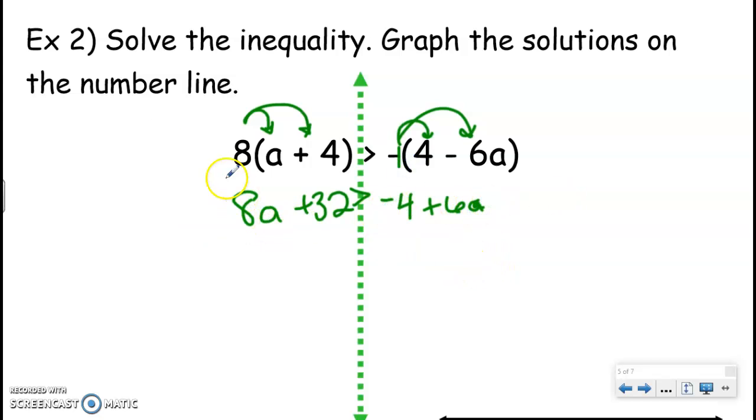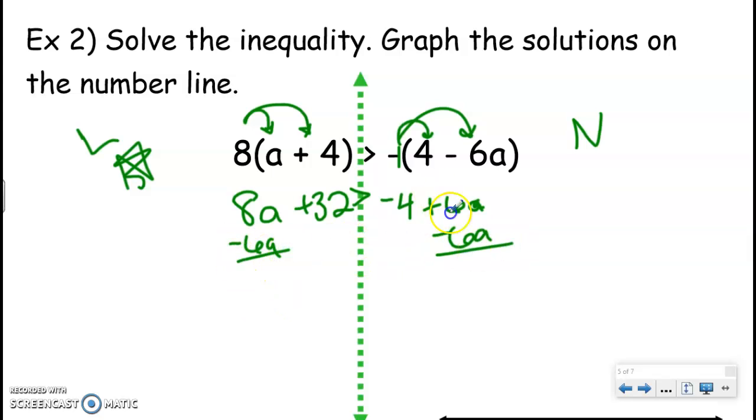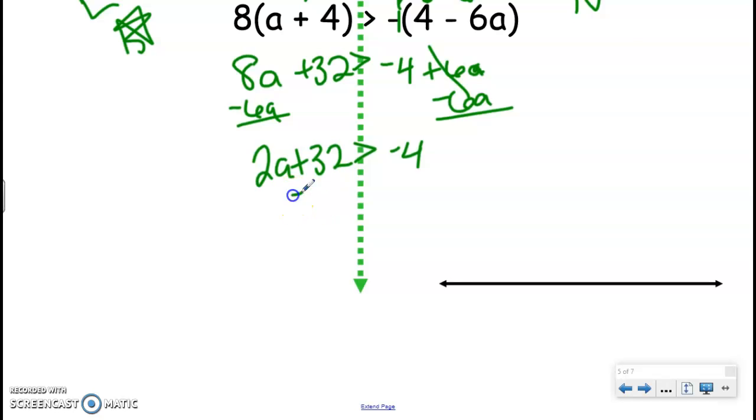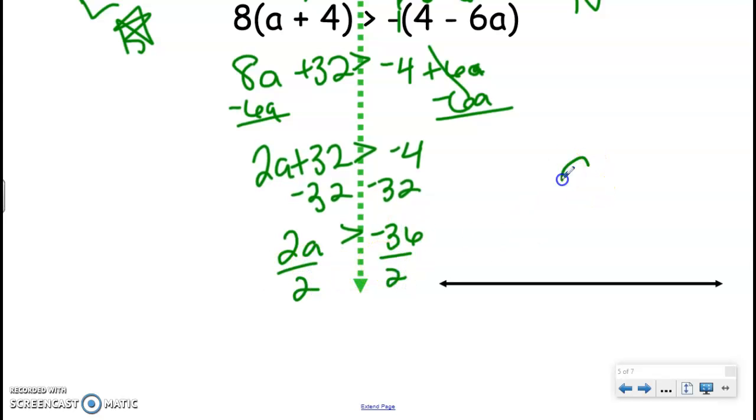Now, I need to decide what side I want my letters on, what side I want my numbers on. Let's put our letters on the left side and our numbers on the right side. So I'm going to subtract 6a from both sides to get 2a plus 32 is greater than negative 4. And then we're going to solve from there. So subtract 32 from both sides to get 2a is greater than negative 36. And divide by 2 on both sides. Again, do not flip your sign because it wasn't a negative 2. We get a is greater than negative 18.